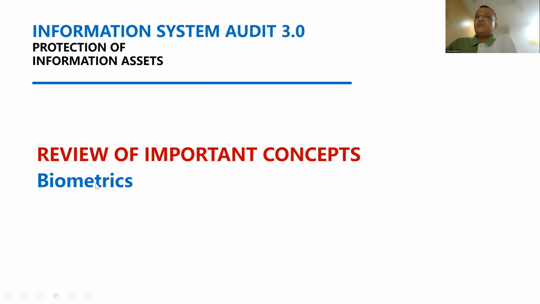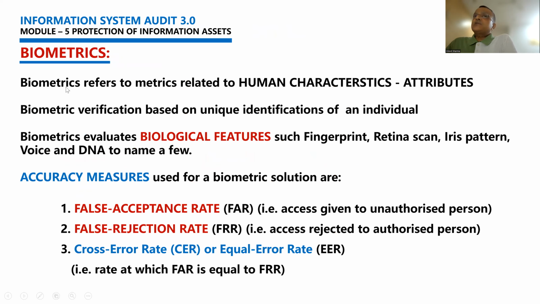Now, again, this is a very, very important aspect. Biometric refers to the use of attributes such as human characteristics for identification and authentication. Biometric verification is based on unique identification of the individual. You must have seen Mission Impossible 2, 3, where retina scan, fingerprints and saliva and DNA. There are so many biological features of an individual which can be used for authenticating or verifying the individual's identity.